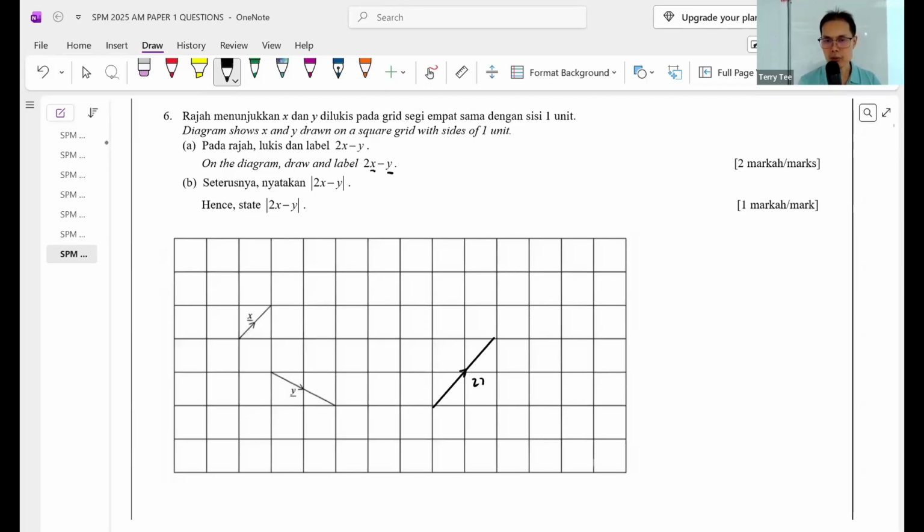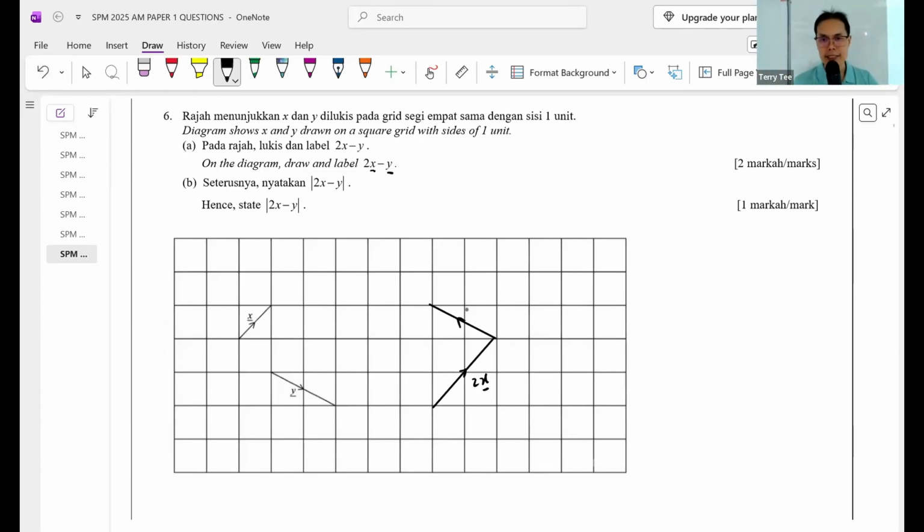This is 2x. Where is y going? y is supposed to go 2 by 1 diagonal downwards. So this is y, correct, guys? But am I drawing y? I'm drawing negative y. Where's negative y going? Opposite direction. Guys, remember opposite. Some students draw like this: if it's negative, I just go up. Cannot. It must go in the opposite direction. So instead of going this way down, it goes the opposite way.